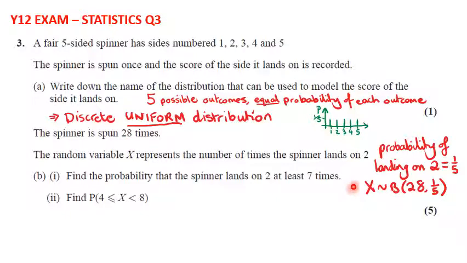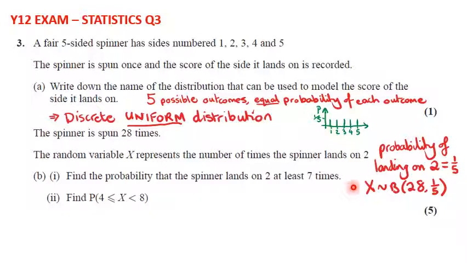Now, I have 4 conditions for the binomial. The first is that there are a fixed number of trials, n, or here there are 28 trials. The second is that there are 2 possible outcomes. Here it lands on 2 or it doesn't. The third condition is that there is a fixed probability of success. Well, here that is 1/5. And the fourth condition is that the trials are independent of each other. So we are definitely in this distribution.